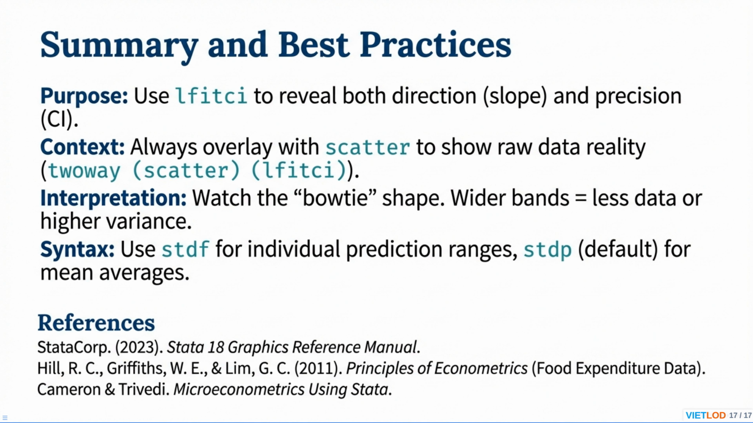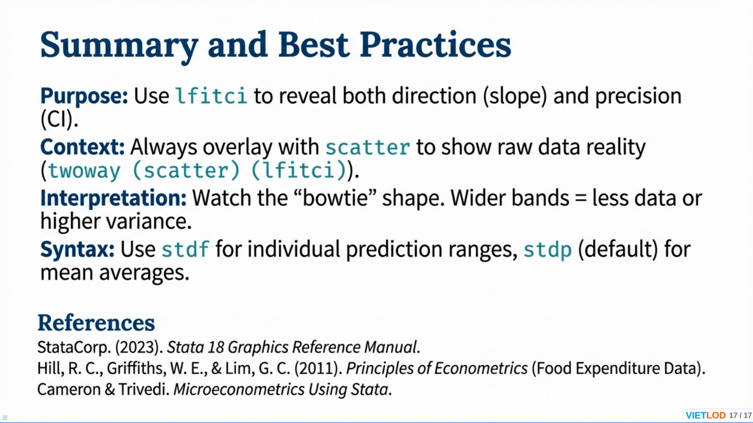We've covered a lot today, so let's consolidate the key takeaways and best practices. The primary purpose of using the lfitci command is to reveal both the direction, or slope, and the precision of a linear relationship through its confidence interval. A crucial best practice for proper context is always to overlay your lfitci plot with a scatter plot of the raw data. This allows your audience to see the underlying data distribution.